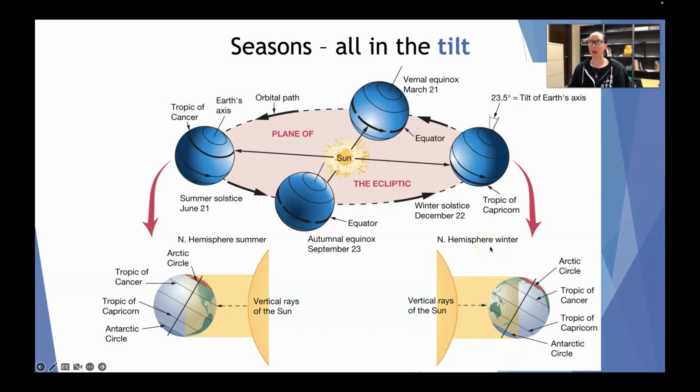It is not about how close or how far we are from the sun. It actually turns out that in the winter time, in our winter, we are actually closer to the sun than in our summertime, by like 7 million square kilometers or something like that. It's pretty interesting, pretty wild. So it's all in the tilt, not the distance.